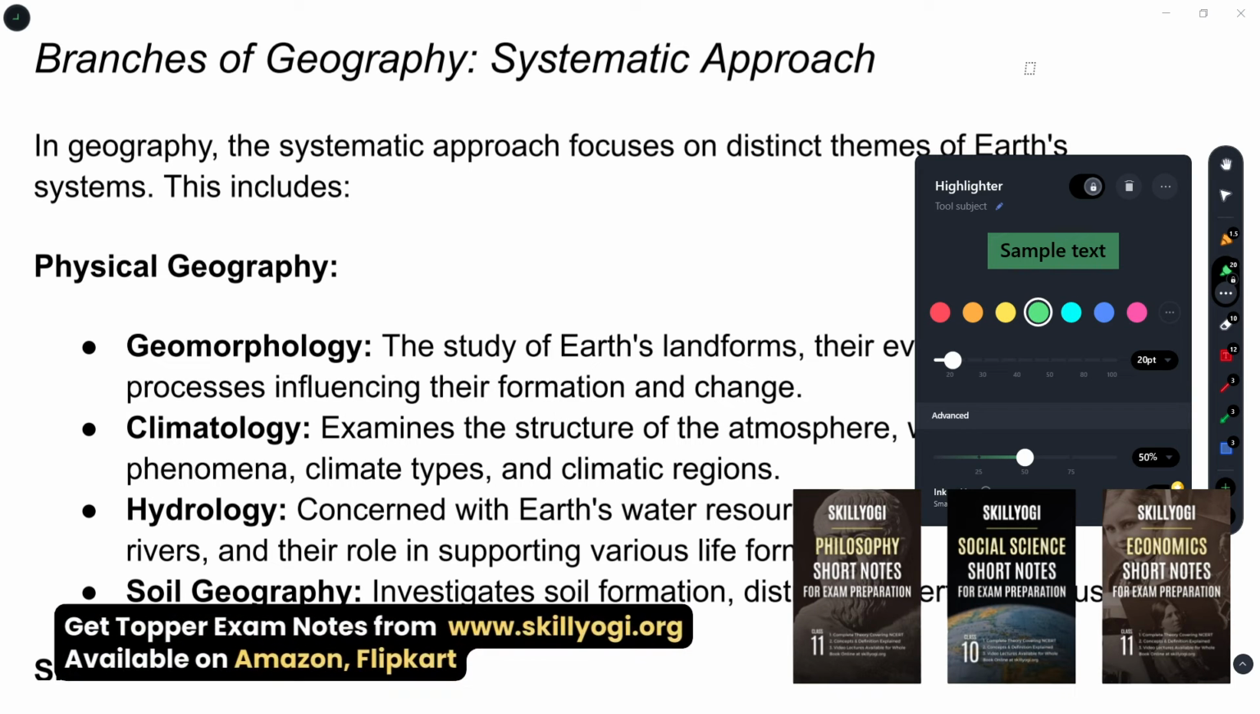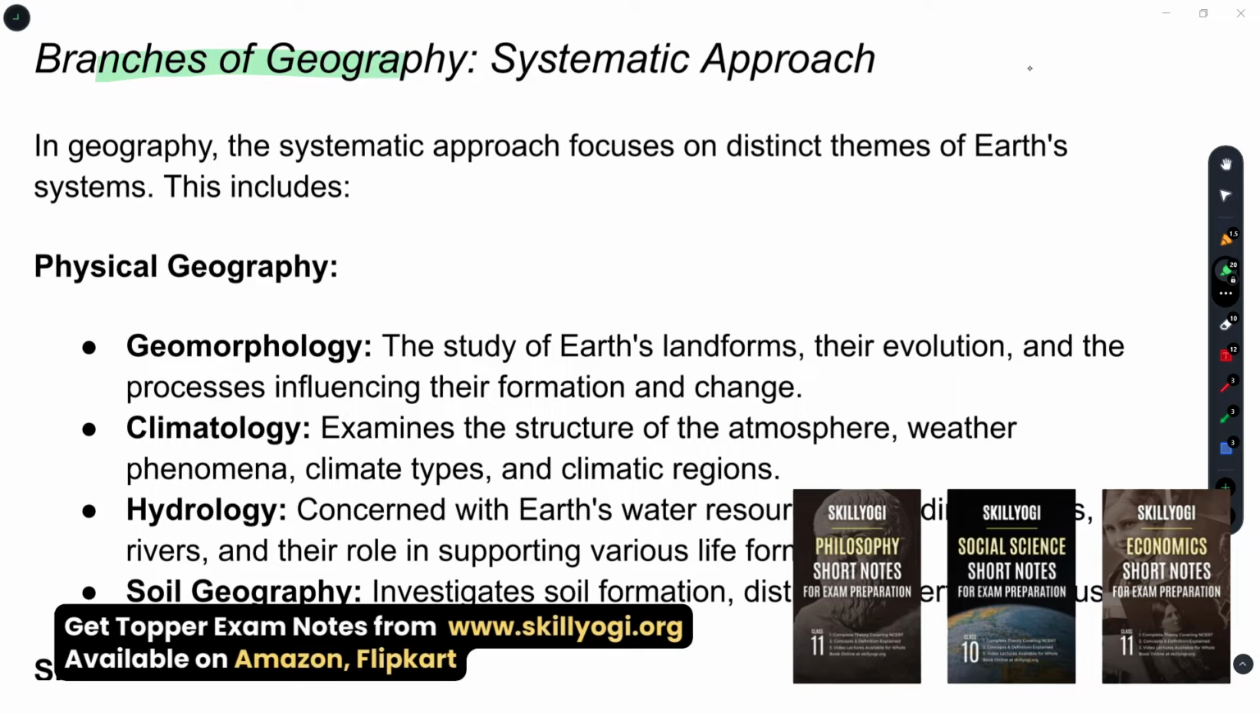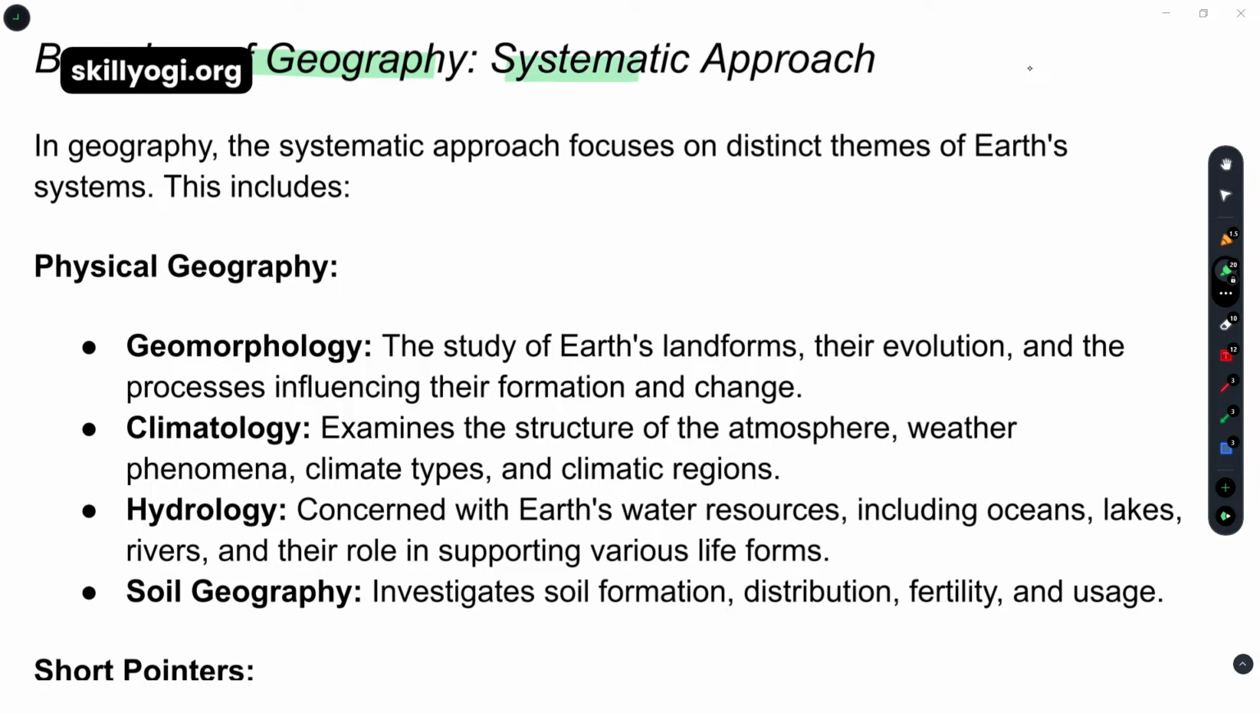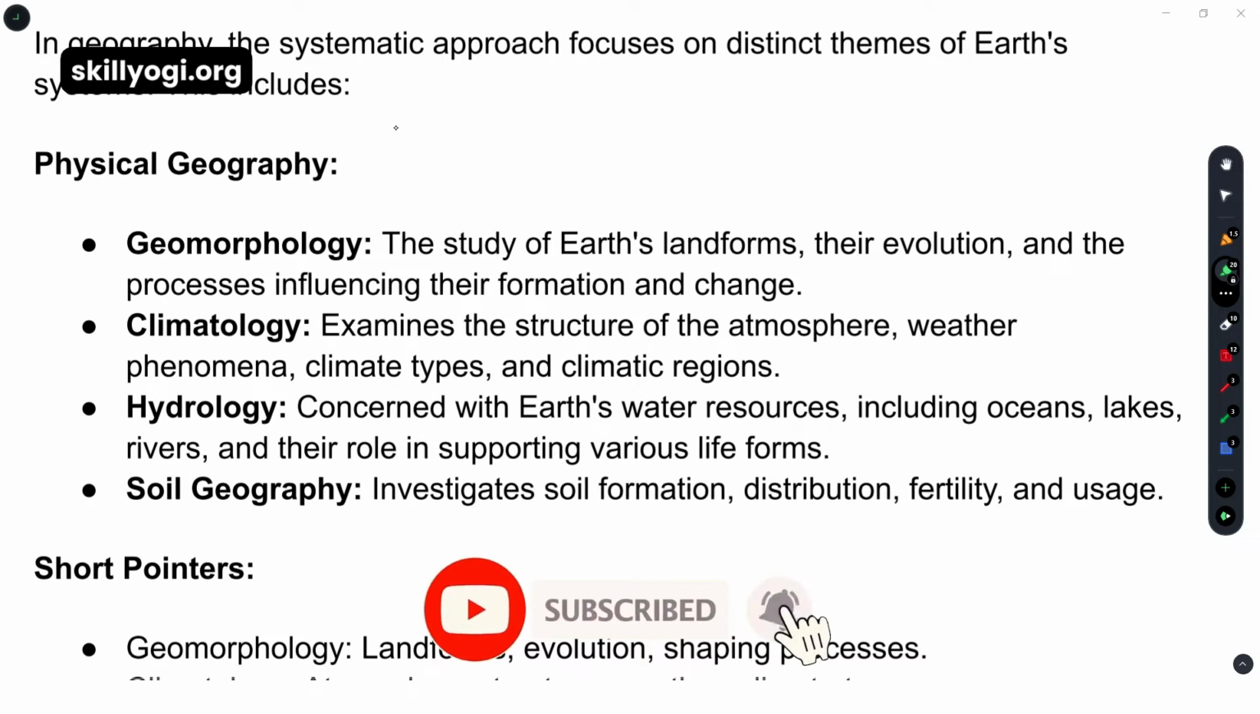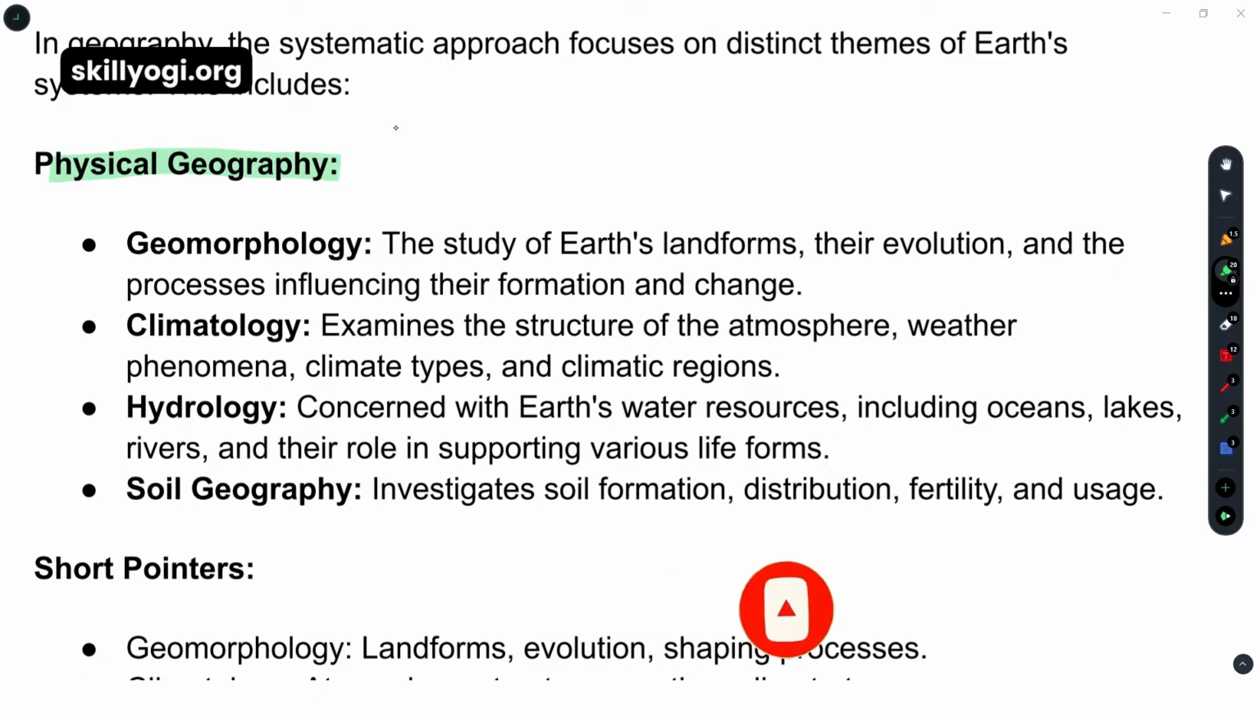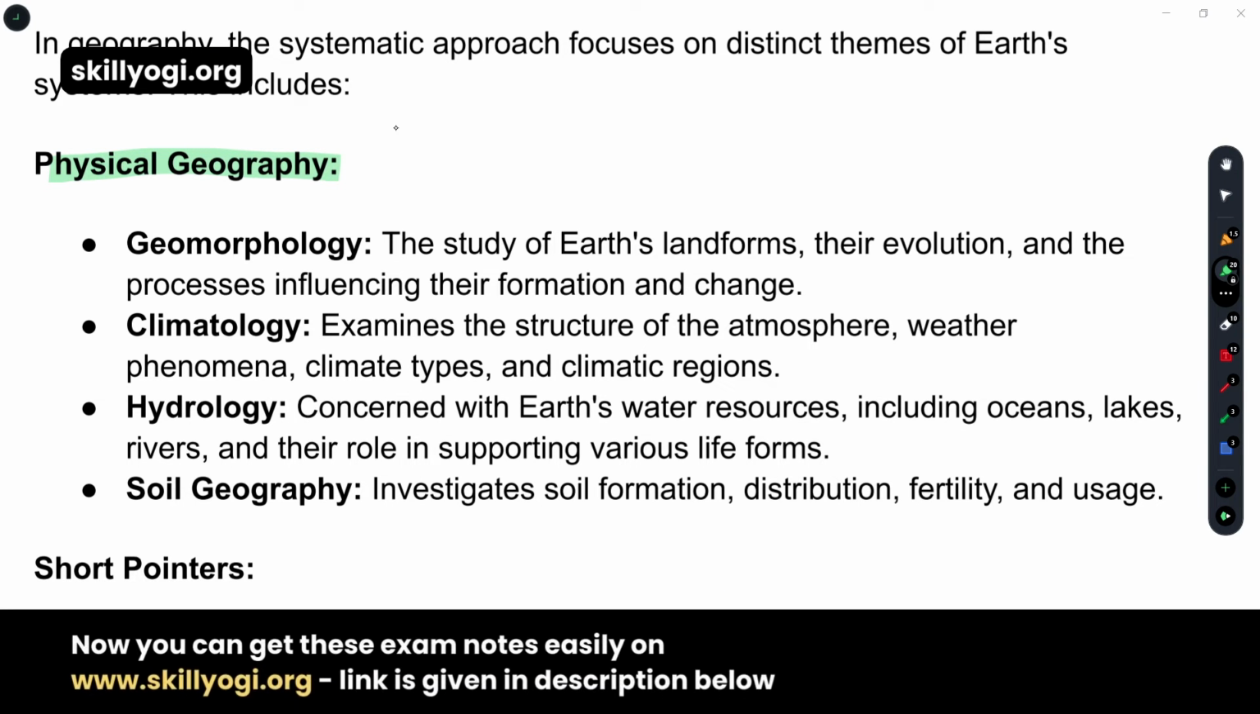Yes, different branches of geography. It's related to the systematic approach. We have two different approaches. The first one is systematic and the second one is regional approach. First we are going to know about the systematic approach, and in the systematic approach, what different branches or parts of physical geography we have.